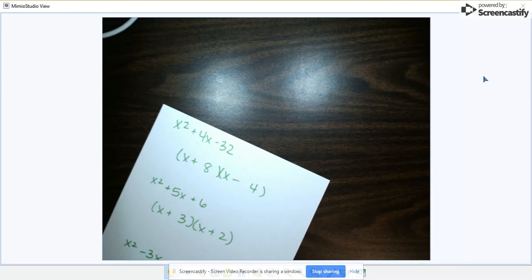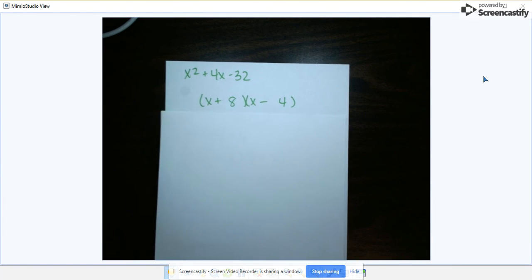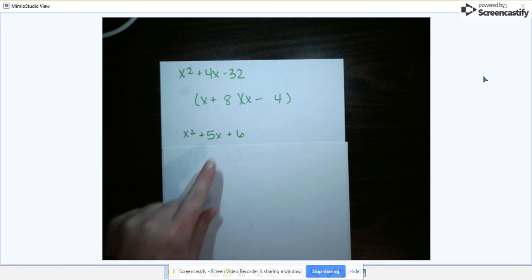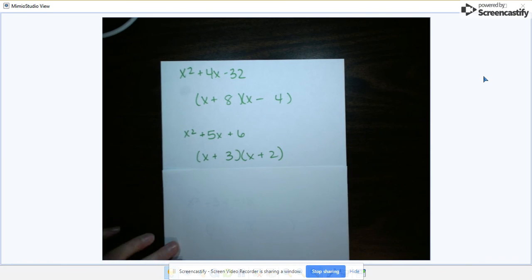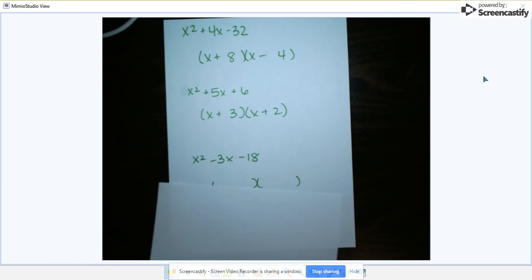x squared plus 4x minus 32 factors to be this. Here's another one. Plus sign in the back, we know we're going to have two plus signs. Turns out to be x plus 3 times x plus 2. And I'd like you guys to factor this last example.